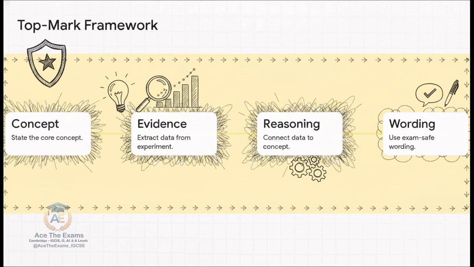But don't worry, to beat these traps, we need a reliable system. Let's look at how we build our top mark framework. This is your new mandatory 4-step method to guarantee full marks on literally every describe or explain question you face.